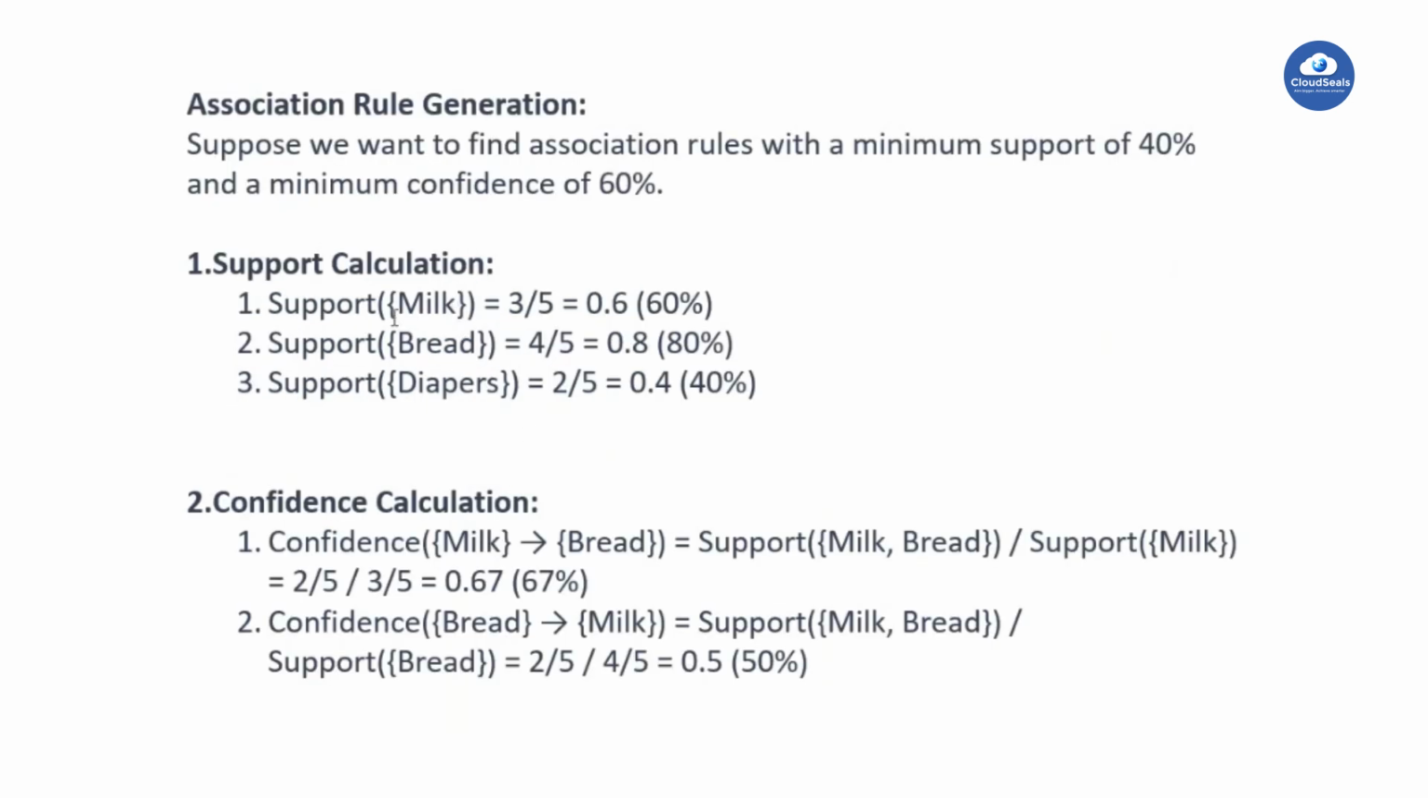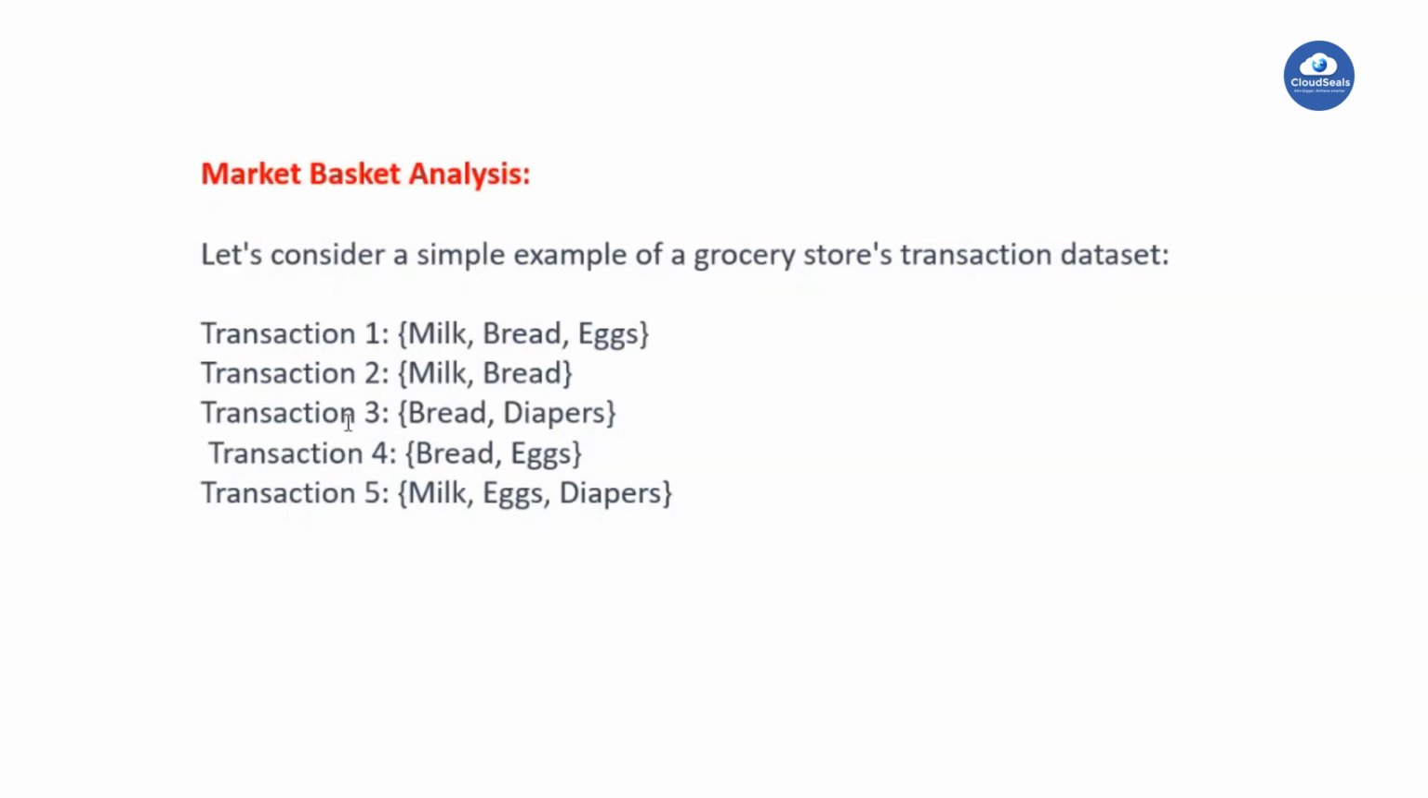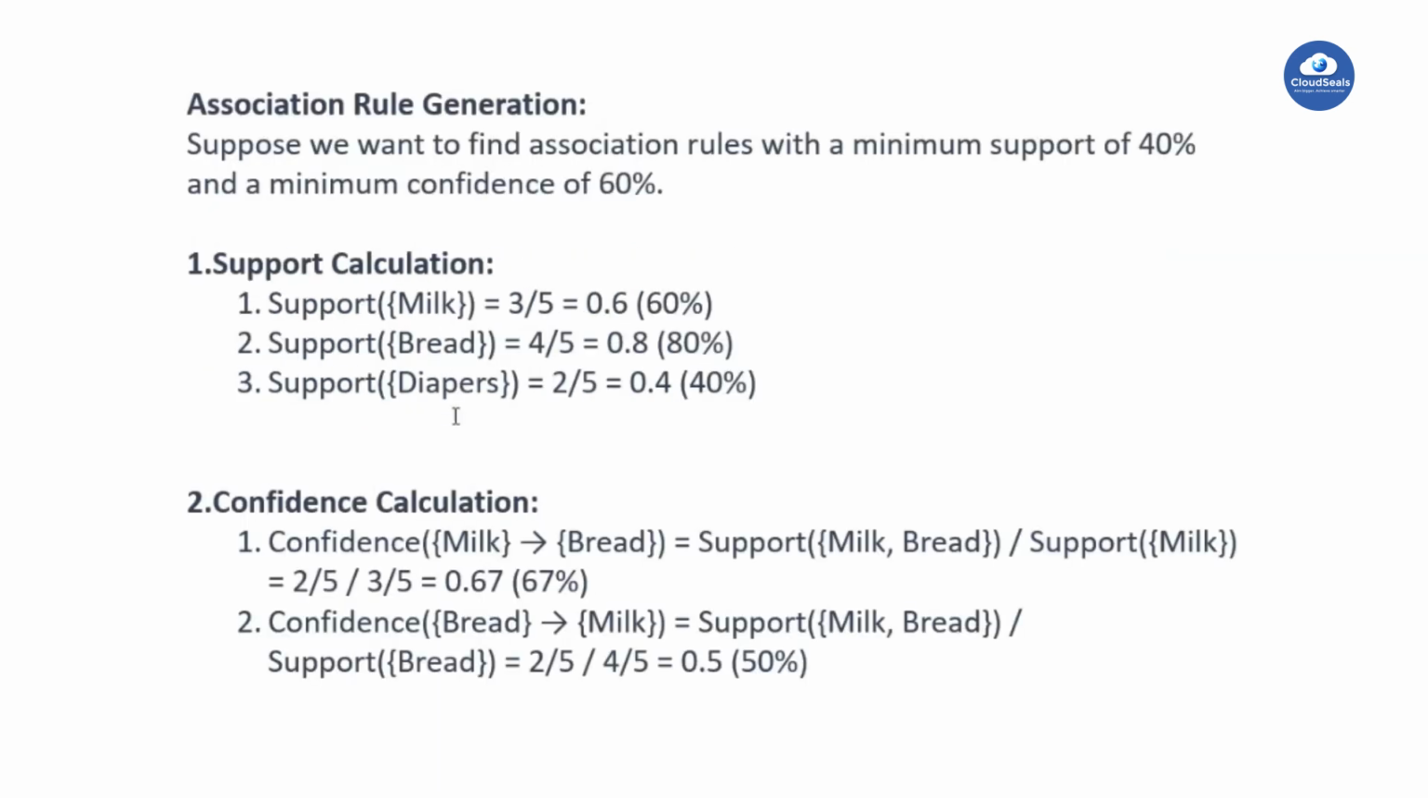For example, support of milk. Let's see what is the formula for the support of milk: number of transactions containing the item set by total number of transactions. How many transactions does it have? Five transactions. That's why in the denominator we placed the five.